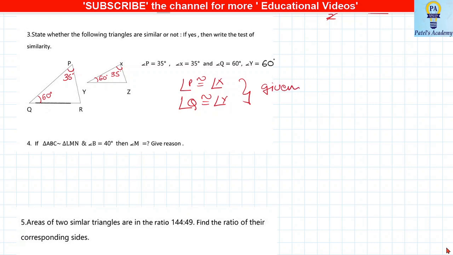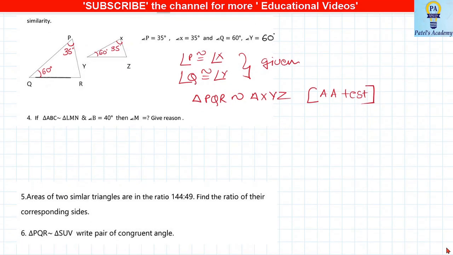So I can say that the triangles are similar, okay, by AA test. So triangle PQR is similar to triangle XYZ by AA test. Okay, let's see the fourth one.